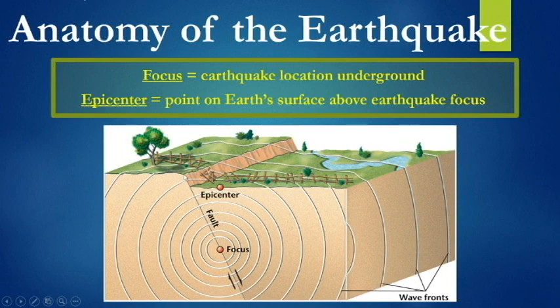So here you can see this is the fault line. This is the place where the earth cracked and slipped. In this case, it slipped down. So there's a small little clip here. And the place in the ground where the earthquake actually occurred, that's called the focus. And if you draw a line from the focus to the surface of the earth, that's called the epicenter. All right, so it's the point on the earth's surface above an earthquake's focus.